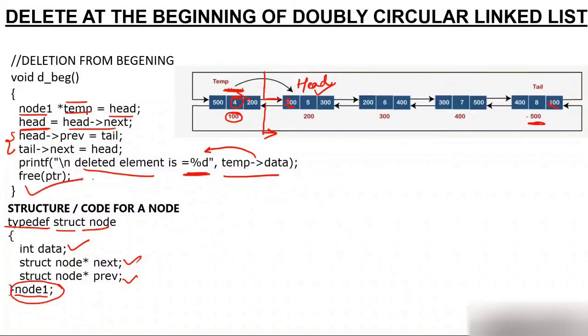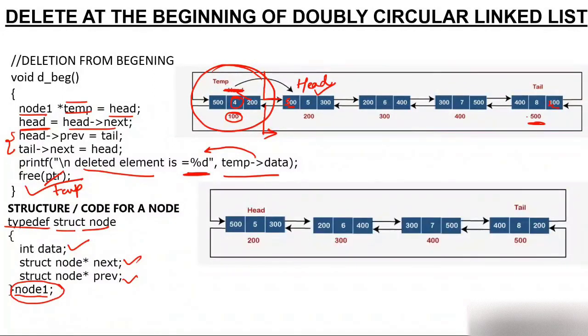And what is free ptr? It's not ptr, it's temp. I'm so sorry. What is free temp? Free is a dynamic memory deallocation function which frees the memory allocated by malloc and the like. So free will destroy the memory of temp. Temp is representing address 100, so it will be destroyed. The moment I use free temp, this node will get destroyed.